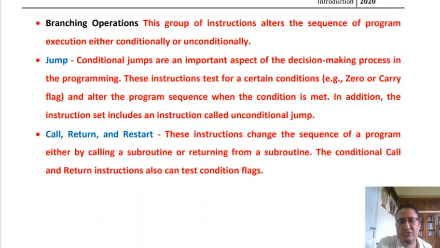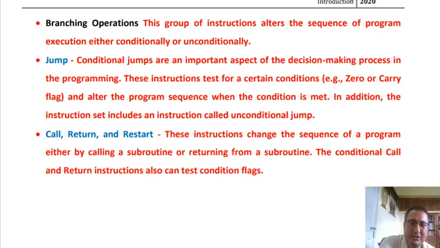Now the next set of instructions that we have are categorized under branching operation. Now this group of instructions is responsible for altering the sequence of program execution conditionally or unconditionally. So you have jump, right? So you have conditional jump and you have unconditional jump, right? So conditional jumps are important aspects of the decision making process in programming.